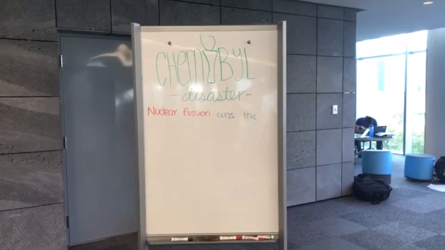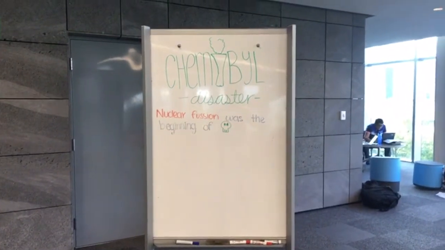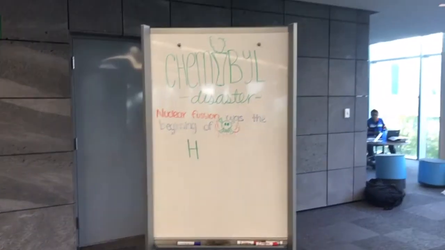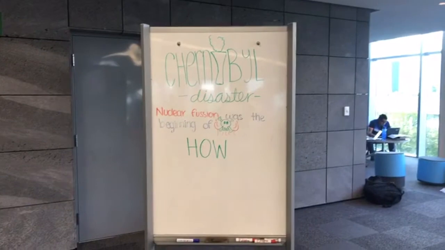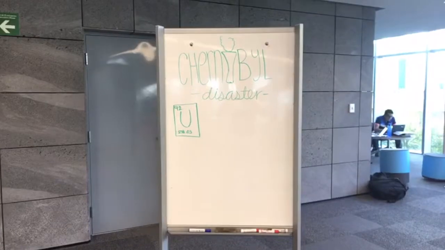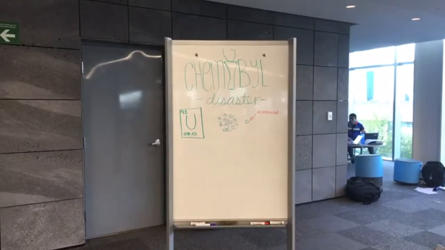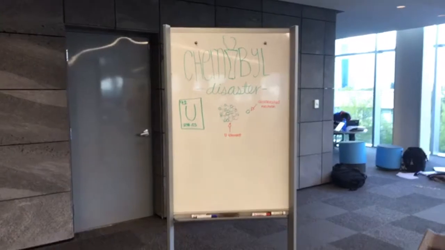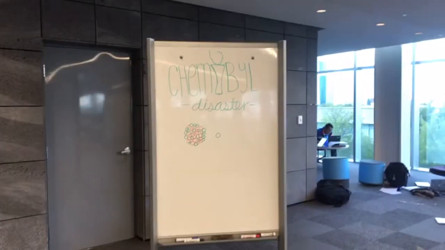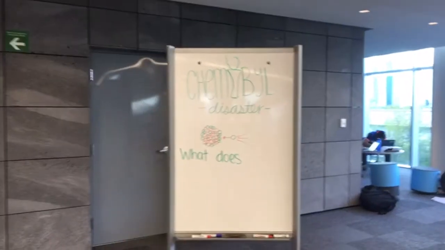First, we have to know how nuclear fission was the beginning of the disaster. But how? Well, uranium is the initial atom. Then an accelerated neutron appears. Then this neutron hits the atom and it collapses. And what does this cause?